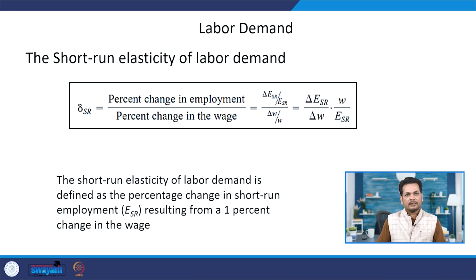The short run elasticity of labor demand, as I said, is defined as the percentage change in the short run employment resulting from a 1% change in the wage. So, the value of the elasticity explains the change in employment due to a 1% change in the wage. The short run demand curve for labor is downward sloping, as we have already derived it. Therefore, the short run elasticity of labor demand will be negative. The sign of this elasticity value will be negative.